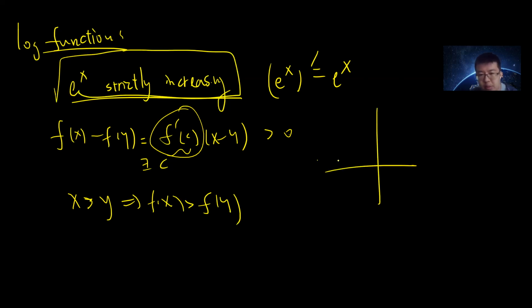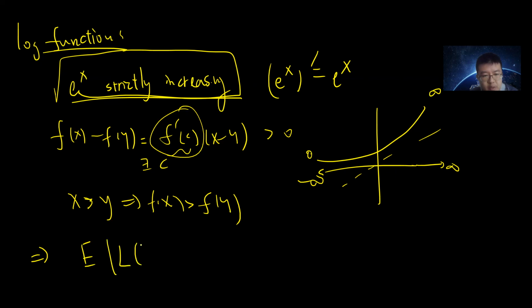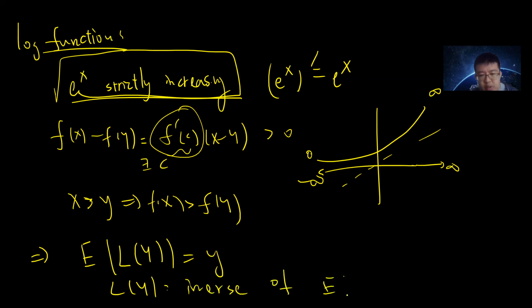So you can maybe plot it as this, and you know its limit at infinity is infinity, and at negative infinity is 0. So now you can define log as the inverse function. Because it's strictly increasing, it's one-to-one from the real numbers, so you can define the inverse. So you can define the inverse: e of log y is y. So log y is the inverse of the exponential function.